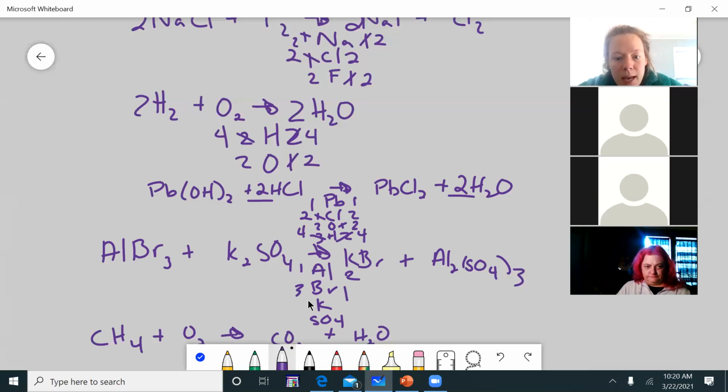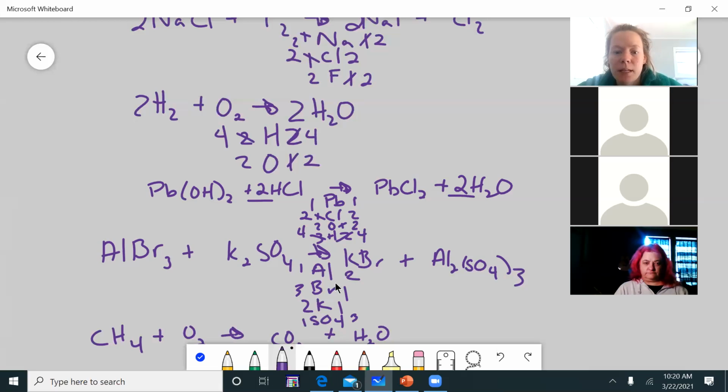I start with 2 potassiums. I end with 1 potassium. And I start with 1 sulfate and I end with 3 sulfates. I like that there's 2s and 3s on both sides. It makes me think that we'll probably get somewhere around 6 for some of these. So aluminum, let's do aluminum.